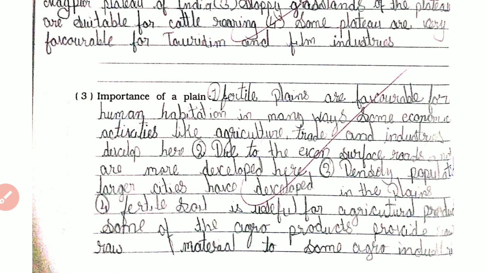Third number, importance of a plain. Number 1, fertile plains are favorable for human habitat in many ways. Some economic activities like agriculture, trade and industries develop here. Second, due to the even surface, roads are more developed here. Third number, densely populated large cities have developed in the plains. Fourth number, fertile soil is useful for agriculture. Some agro products provide raw material to some agro industries.